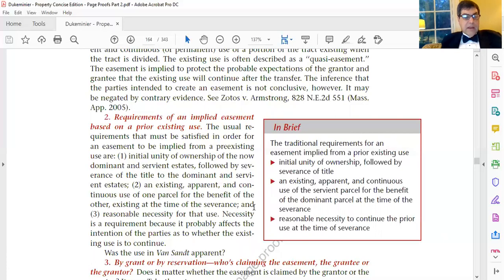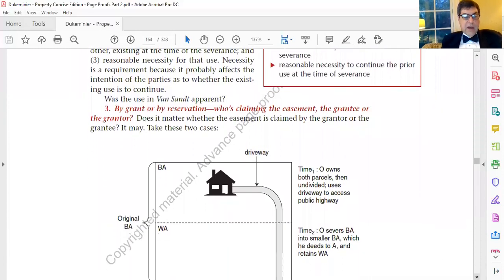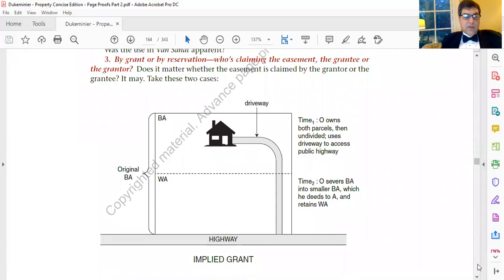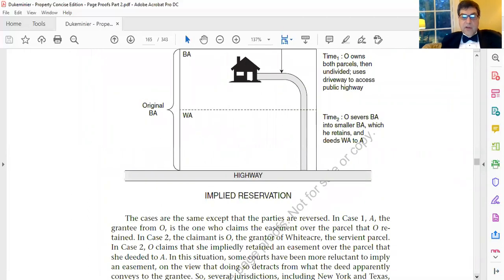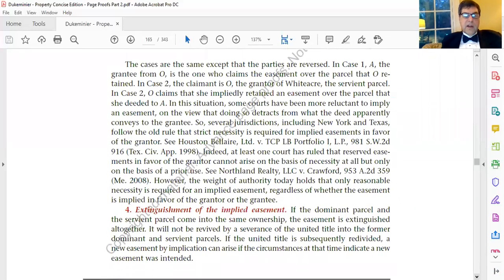Now, does it make a difference that the implied easement was in favor of the grantor rather than the grantee? That's dealt with in note 3, and the authors lay out the issue. They tell us that there are still several jurisdictions that follow the common law rule, or the earlier rule, that you have to have strict necessity to find an implied easement by prior existing use in favor of the grantor. But they tell us that the weight of authority today holds that only reasonable necessity is required for an implied easement, regardless of whether the easement is implied in favor of the grantor or the grantee.